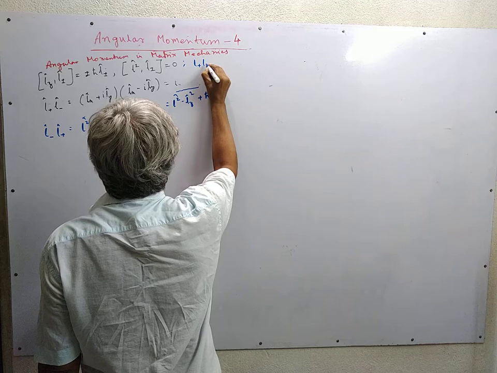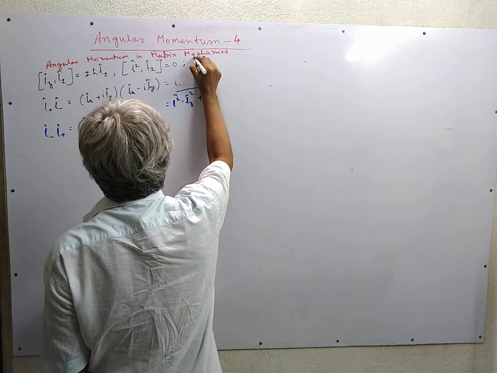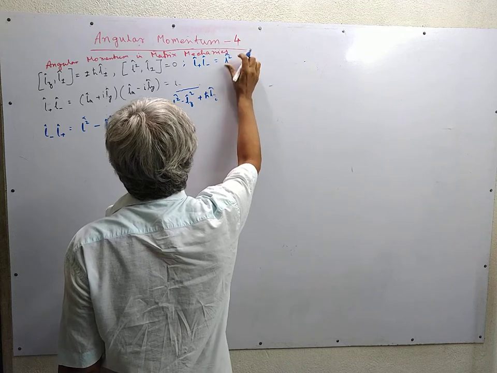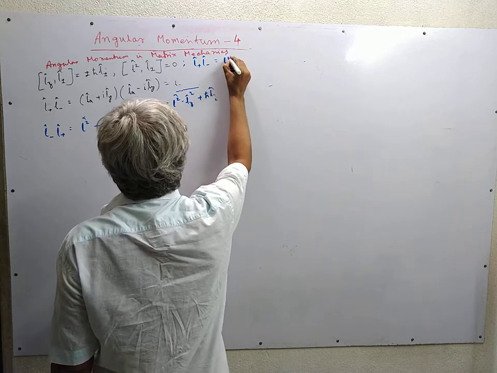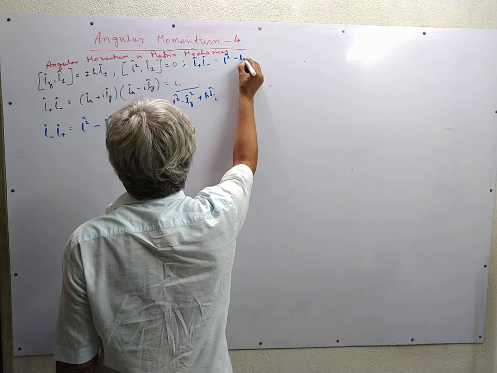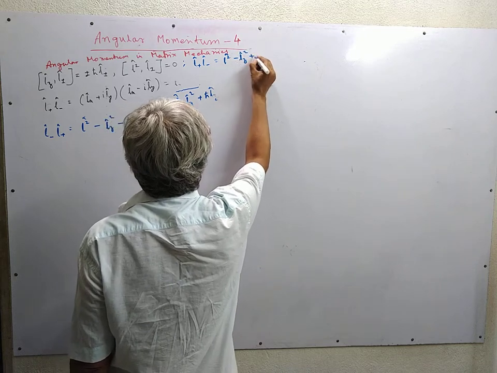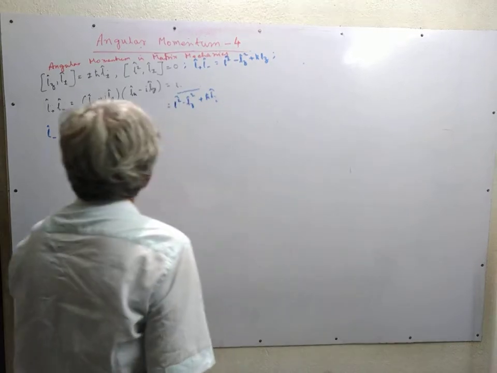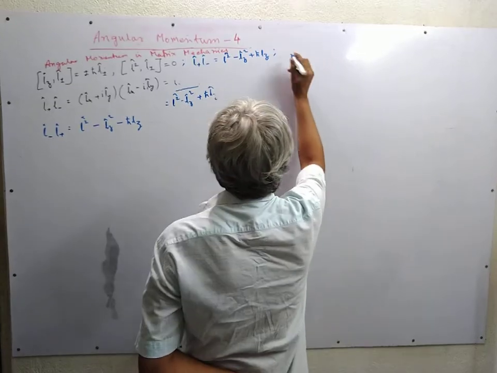L plus or minus, L square, operator Lz operator square plus H cross Lz, and L minus L plus.